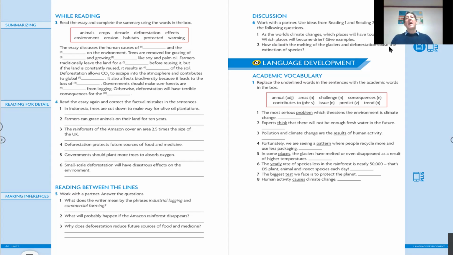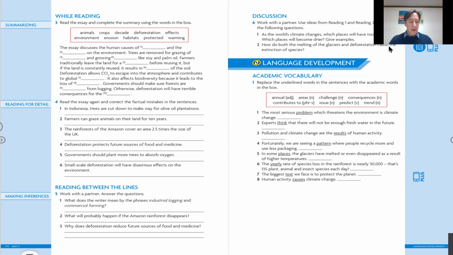Okay, so these sentences have some problem. They have some error. So you need to check between the article and the sentence. Let's have a look. So number 1, in Indonesia, trees are cut down to make way for olive oil plantations. So we're going to look at paragraph 2, and you can see the third sentence. In Indonesia, for example, industrial logging is carried out to clear huge areas for the production of palm oil. So it is not olive oil, it is palm oil. So there is some kind of factual mistake.